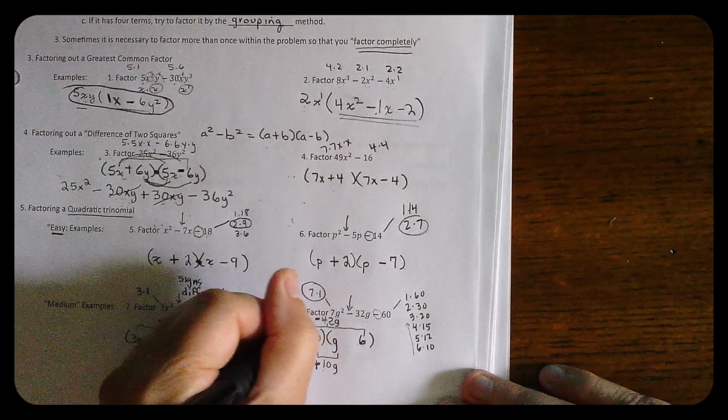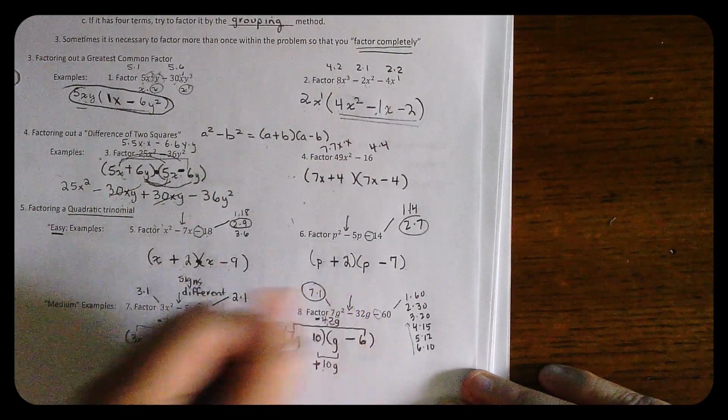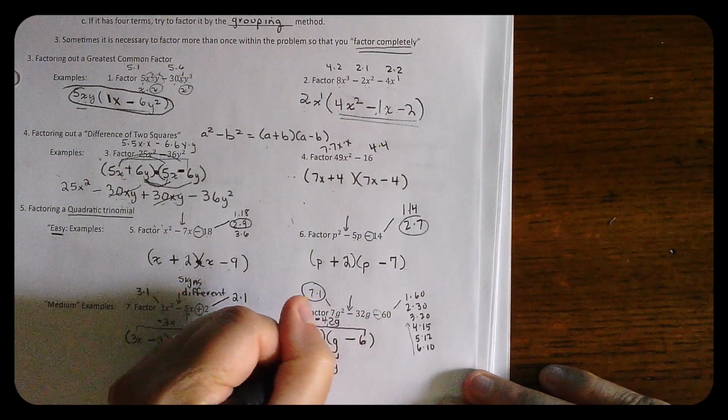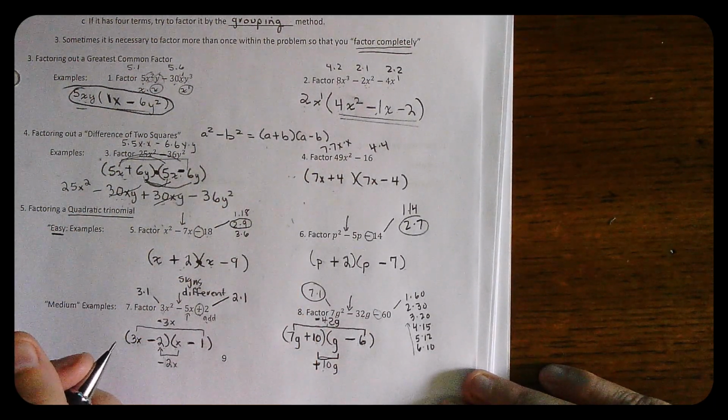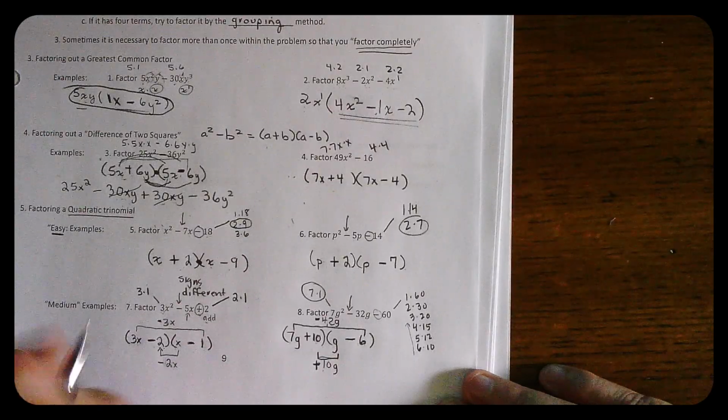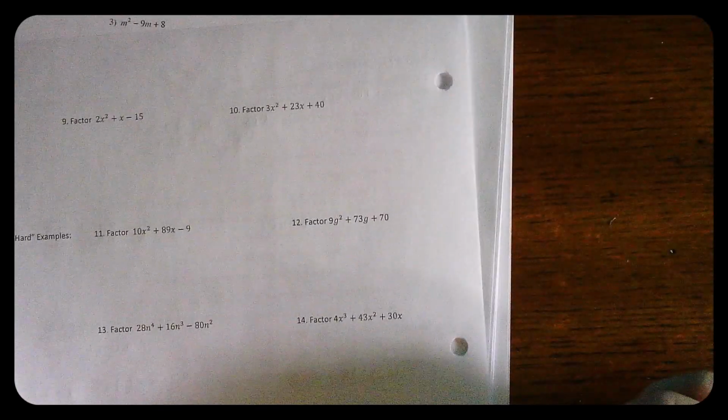So I'm just going to follow these little brackets out. That would make that 6 a negative, and this 10 would be positive. And so now it's factored: 7g plus 10 times g minus 6. All right, let's keep trying.